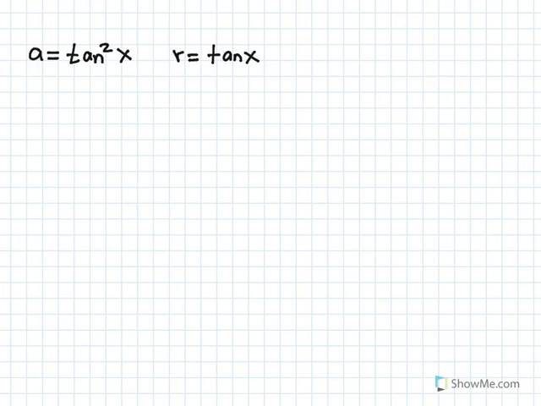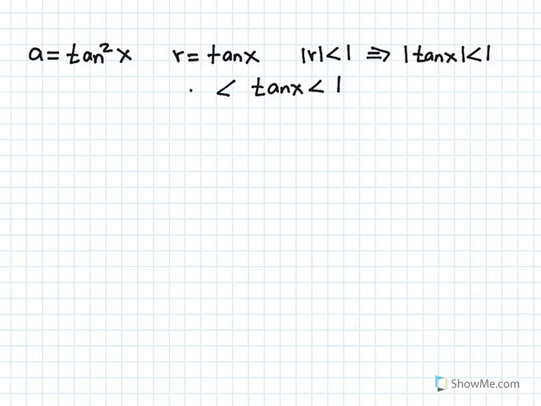Now for this geometric series to converge, we need the absolute value of r to be less than 1, which means we need the absolute value of tangent x to be less than 1. That means tangent x has to be less than 1 and larger than negative 1. And from the graph of tangent x, we can see that that happens when x is less than pi over 4 and larger than negative pi over 4.